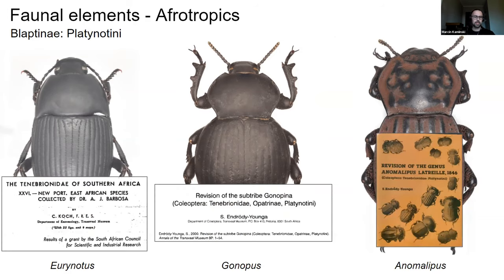Fortunately, there are some resources that you can use to identify even species within those groups. So this might be pretty fun, especially within the genus Anomalipus. Those are really, really large species, up to 5 centimeters, I guess, and really massive. And this key is really well illustrated, so we can just give it a shot.